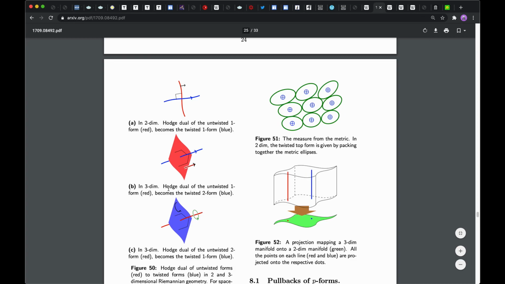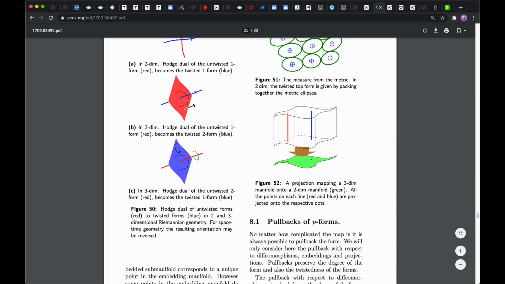And in case B here, we also have an untwisted one-form, which is red. You can see its external orientation here, depicted with that outer red arrow. And the Hodge dual will be a perpendicular line going through it, with the orientation now lying inside of it. So we convert it. And one more example in 3 dimensions.